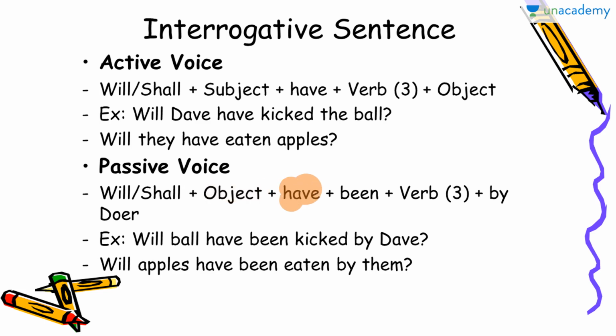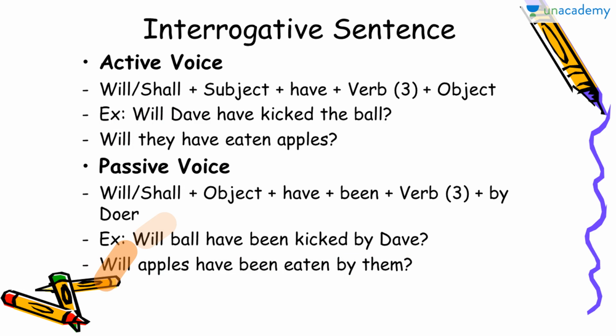Have remains constant. After this, been, then the verb third form, and then by whom? By the doer. For example, will ball have been kicked by Dave? Will apples have been eaten by them? So we see that in active and passive both, this will word is fixed. It remains the same. There is no change.